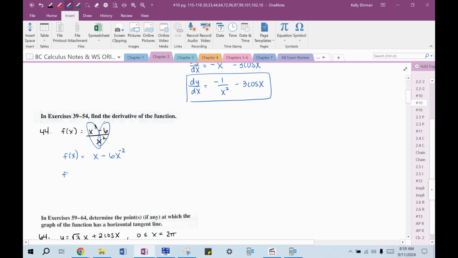Since nothing canceled, I'm just rewriting the negative exponent. And then again, I want to make sure I call the next line f prime of x, and I don't just write an equal sign. So the derivative of x is 1, because you get 1 x to the 0. Negative 6 times negative 2 becomes positive 12, x to the negative 3. And then again, I'll just rewrite my final answer without negative exponents.